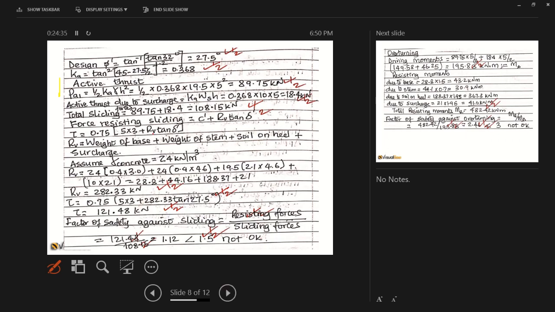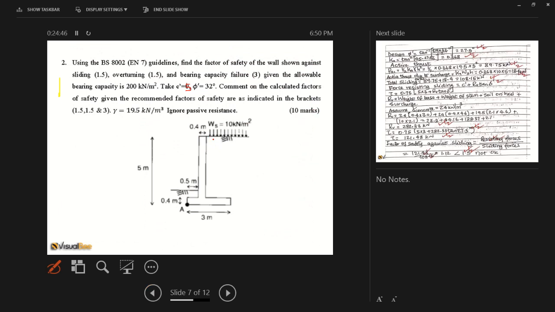After you do that, you multiply by a factor of 0.75. But before then, you have to find what RV is. RV is simply the weight of part A, weight of part B, weight of part C, and the contribution of the surcharge. For example, the weight of part A would be 0.4 times 4.6 times the unit weight of concrete, which is 24, isn't it?